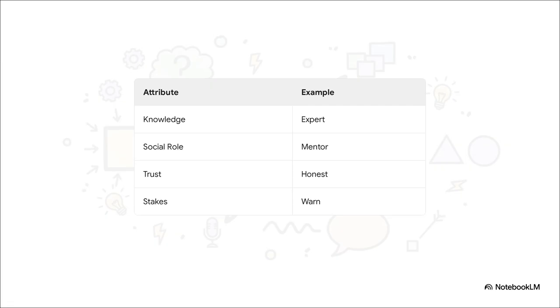What about trustworthiness? You can actually tell the AI to be honest but limited in its knowledge, or, and this is wild, deliberately deceptive. And finally, the stakes. What does the speaker actually want? Do they want to warn, sell, console, or impress? If you tell the AI to act as a supportive life coach, it prioritizes a soft landing. But if you tell it to act as a drill sergeant, it prioritizes blunt efficiency.